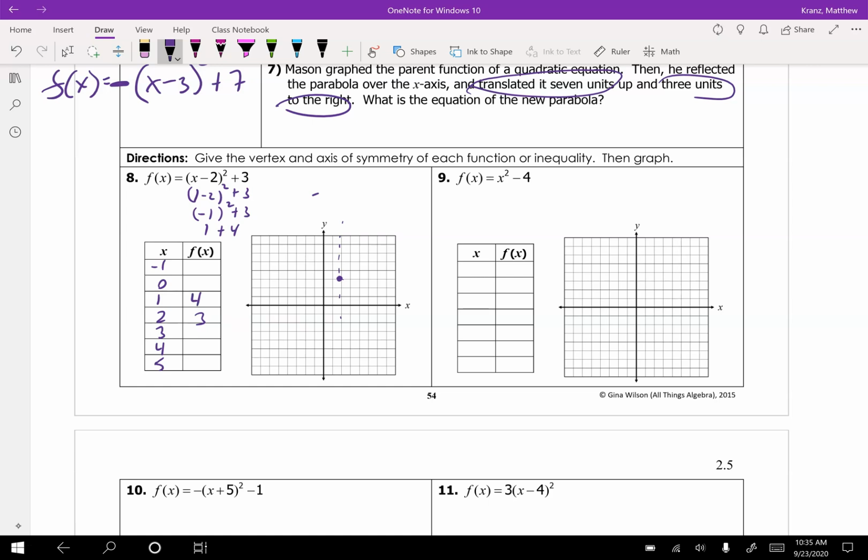So that's my 4. All right, let's go ahead and try 0. 0 minus 2 squared, well, that's -2 squared plus 3, which is 4 plus 3, so that's 7. Now x equals -1: -1 minus 2 squared is -3, all squared, and that's always plus 3. So that's 9 plus 3 is 12.